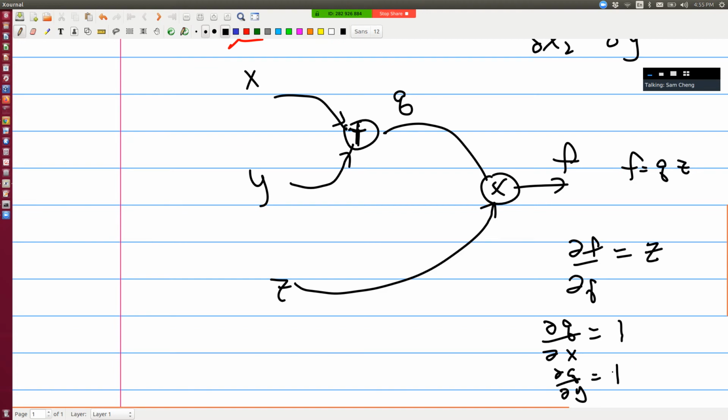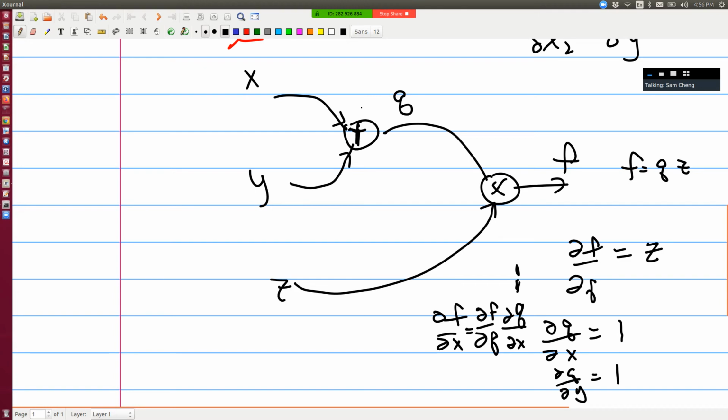So now let me give some numerical values here. But first, let me also compute partial f, partial x. If I use the chain rule, it will be equal to partial f, partial q, times partial q, partial x. Partial q, partial x is just equal to 1 here, locally.